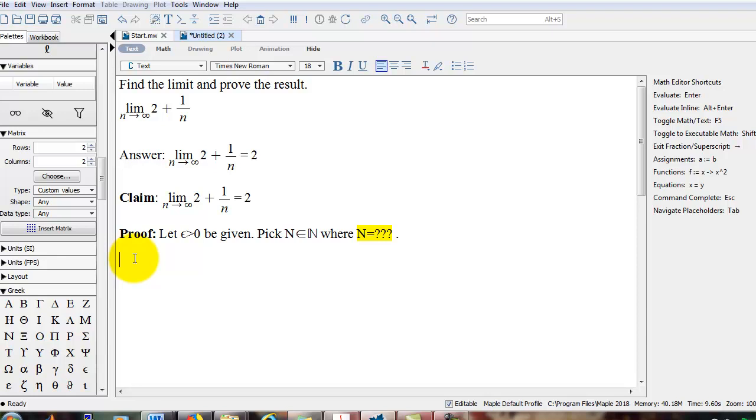All right, so we're going to start off. Let epsilon greater than 0 be given. Pick capital N, a natural number, where capital N equals something. We don't know. And a lot of times I see students getting stuck here. What we need to do is kind of reverse engineer that capital N. So let's look at what we need to happen. Let's write down what we want to happen, and then we'll come back to our proof.